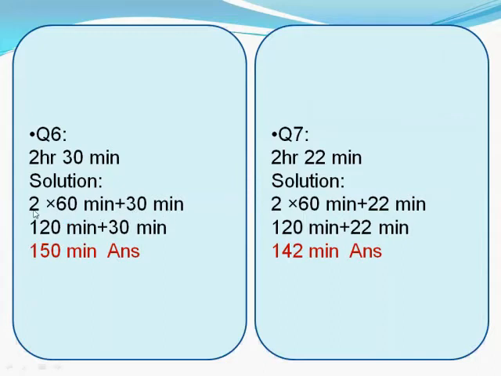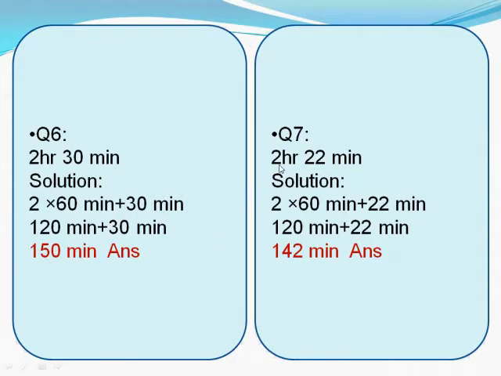Now move here. 2 times 60 is 120, meaning 2 hours have 120 minutes, plus these 30 minutes. It is already in minutes. Now we add both values of the minutes, which is equal to 150 minutes. Now we can say 2 hours and 30 minutes is equal to 150 minutes.